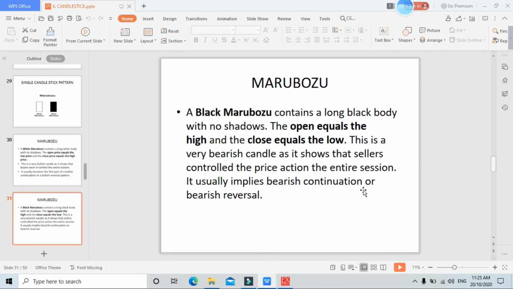A black Marubozu contains a long black body with no shadows. The open equals the high and the close equals the low. So this is a very bearish candle as it shows that the sellers are in control.